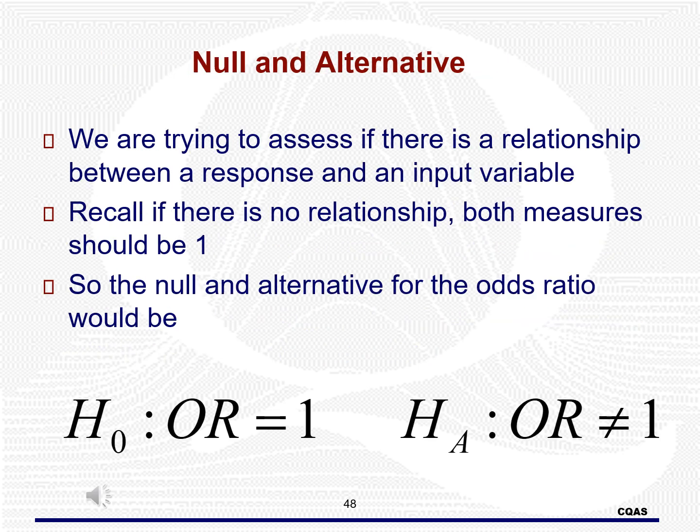In this situation, we want to know if there is a relationship between the response and input. By using the ratio measures, you should see that if there isn't a relationship, then the ratio should be 1. So under the null, we will assume that each ratio is 1 and then collect sample data to see if there is enough evidence to refute that assumption. Let's look at an example.